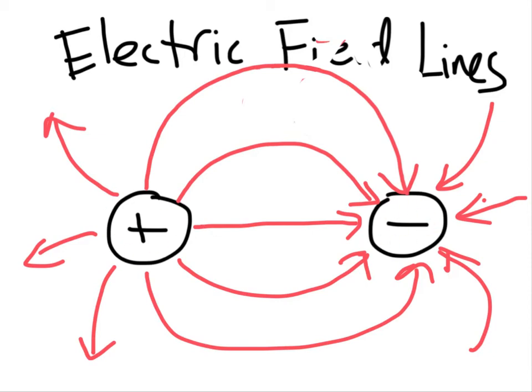And then there's something else that we should know, and that is the distance between, so you see how these are pretty close together? The distance between the field lines indicates the strength of the force. So a positive test charge here would experience a greater force than one out here. Notice how these field lines are farther apart. So again, the distance between the field lines is an indication of the strength of the electric field force at that point.